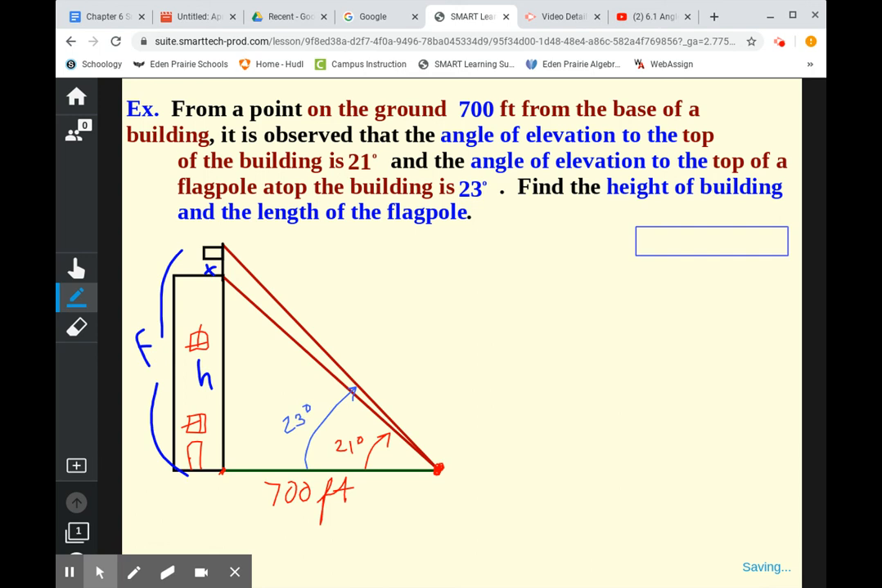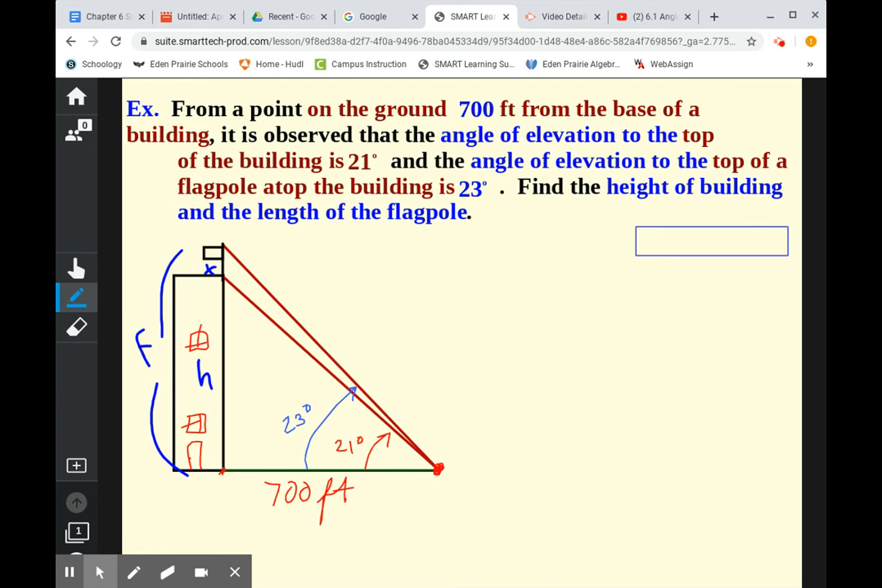It now says find the height of the building. I label that H. And the length of the flagpole, I label that little length of the flagpole X. F is the entire length from the bottom of the building to the top of the flagpole. So if we can find the height of the building, H, and find the height of the building plus the flagpole, F, subtract those, we should be able to get the height of the flagpole.